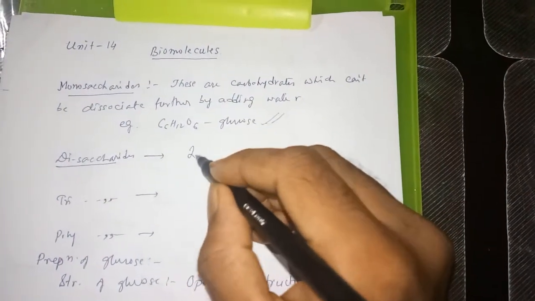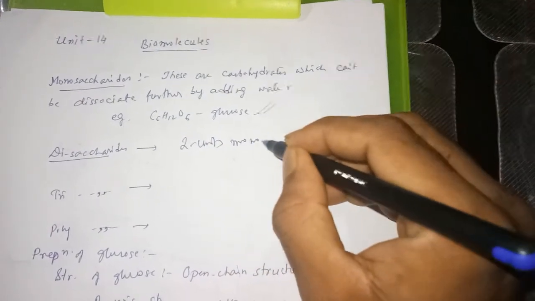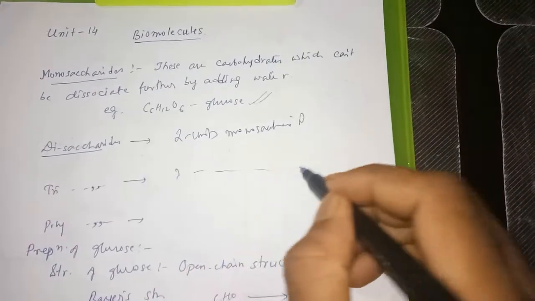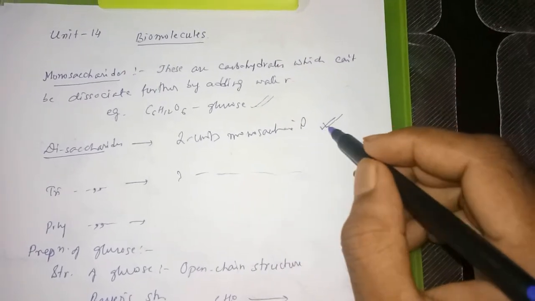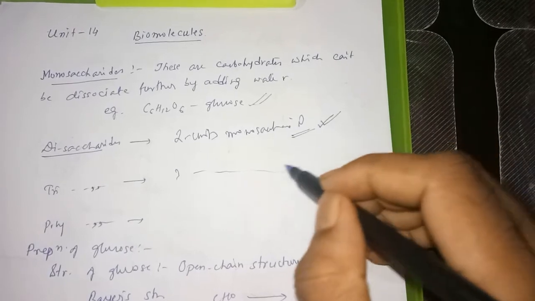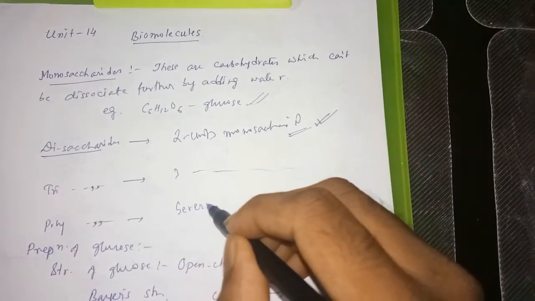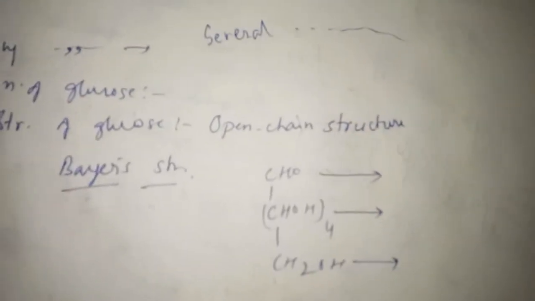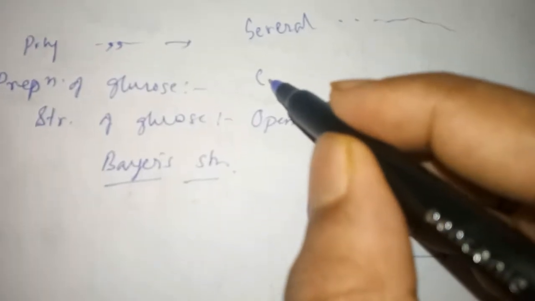Disaccharides give 2 units of monosaccharide. Trisaccharides give 3 units of monosaccharide. Disaccharides, for example, are sucrose. Sucrose, on addition of water, gives glucose and fructose. And polysaccharides give several units of monosaccharide on hydrolysis. For example, starch.